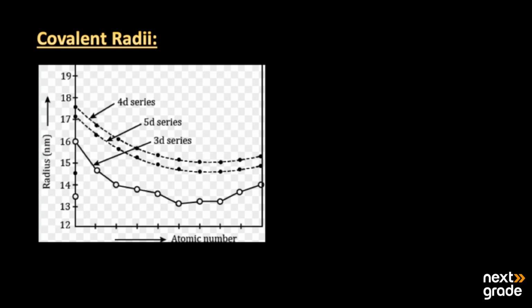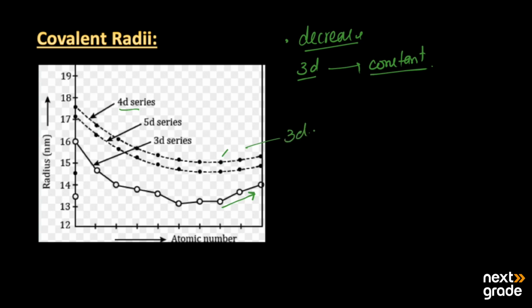When we talk about the covalent radius of the transition elements, first of all we see there is a gradual decrease in the covalent radii of the first series, which is the 3d series, and then it becomes almost constant after some time, and finally there is a simple increase in their covalent radii. Likewise, if we talk about the 4d series, there is an increase in the radii, possibly because of one reason: they have filled 3d orbitals. There is a gradual decrease and then a simple increase. This is just due to the filled 3d orbitals of transition elements.